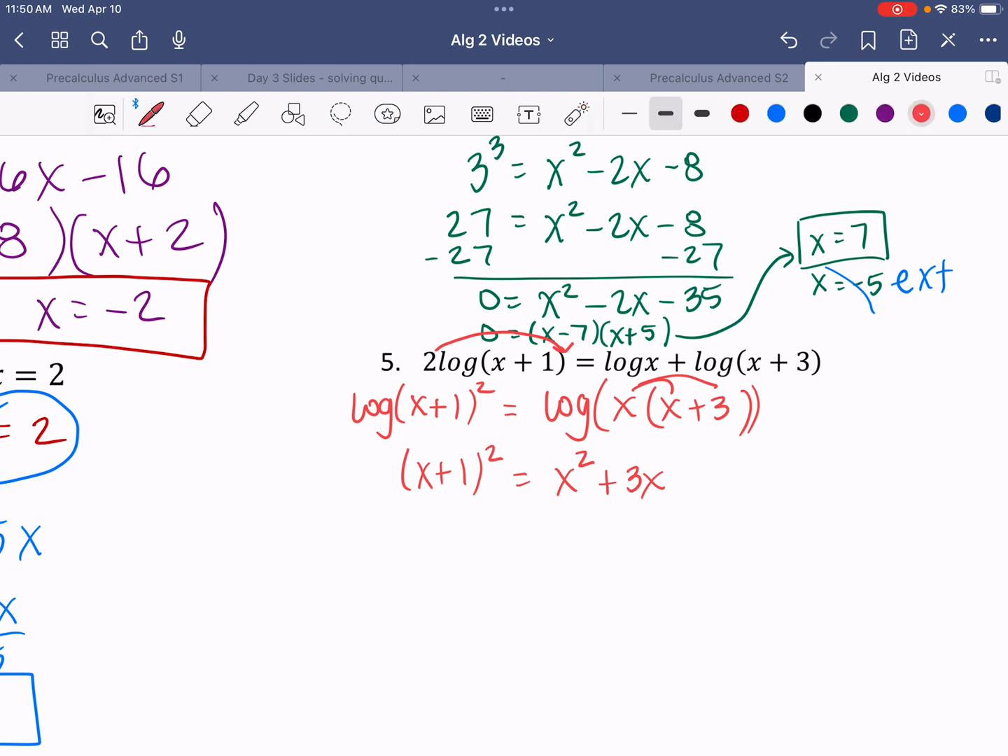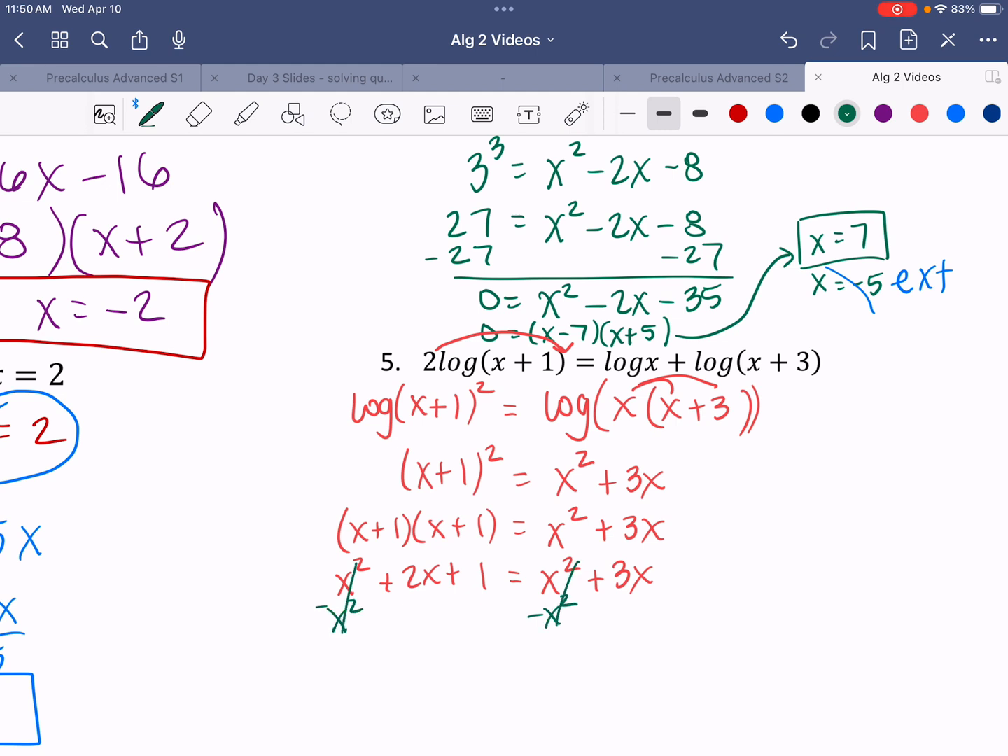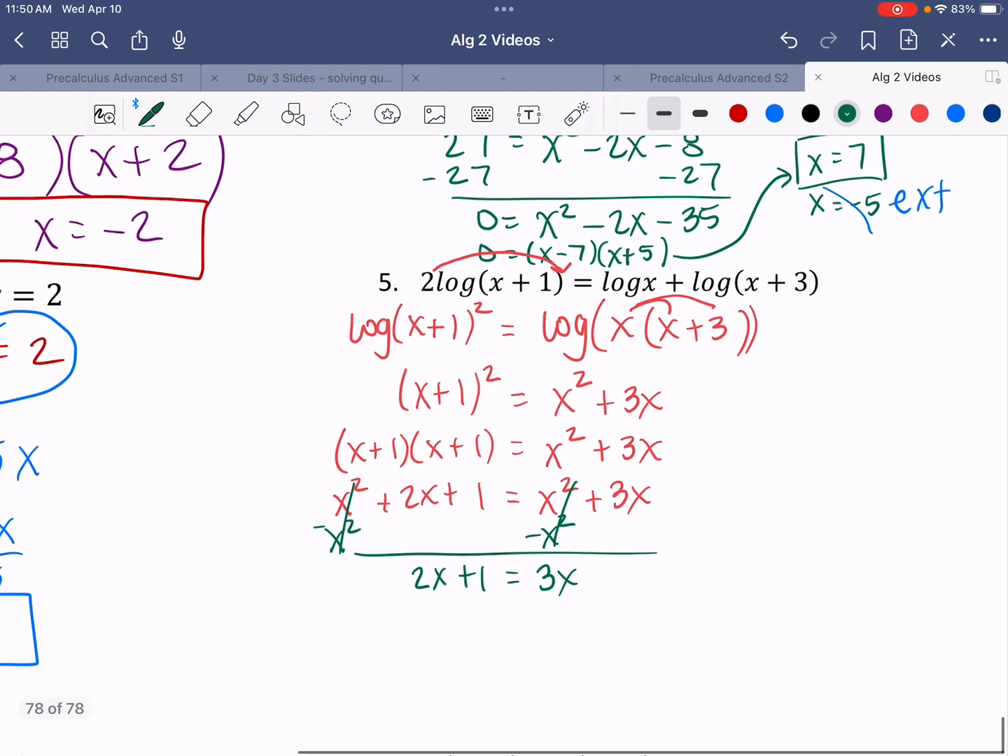Okay, so let's work this out. I'm going to go ahead and multiply x plus 1 times itself. So I'm going to get x squared. In the middle, I'll get an x plus x, so 2x, and plus 1. I'm loving this because when I try to get the x squareds on the same side, they cancel. It makes my life easier if it's not quadratic. So 2x plus 1 equals 3x. I'll get the x's on the same side. Okay, so x here might be 1.